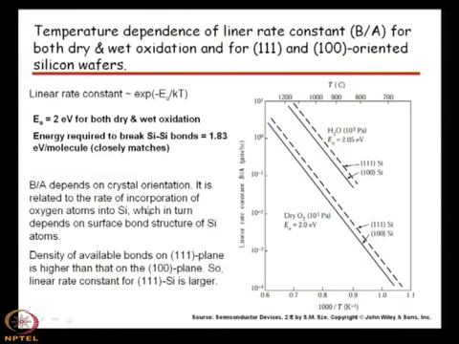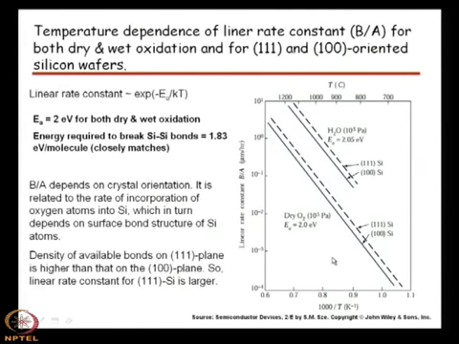It is related to the rate of incorporation of oxygen atoms into silicon, which in turn depends on the surface bond structure of silicon atoms. How much oxygen is incorporated into silicon obviously depends on the surface bond structure. Now, the density of available bonds on the 111 plane is higher than that of the 100 plane. So the linear rate constant for 111 silicon is larger, because the density of available bonds is higher.